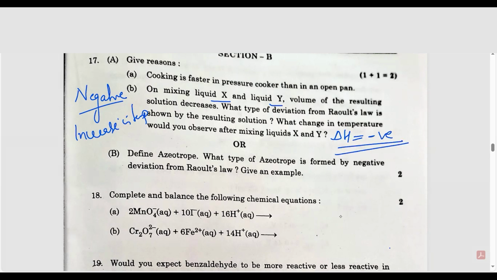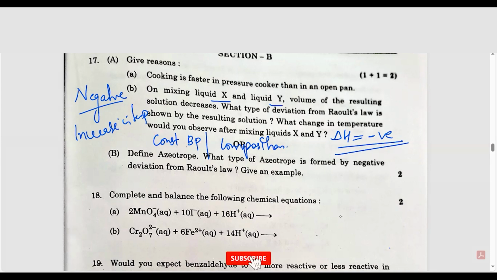Okay. Then next question: what is azeotrope? It's a mixture of two or more liquids that has the same or constant boiling point and composition. That is azeotrope. Then what is the next question?